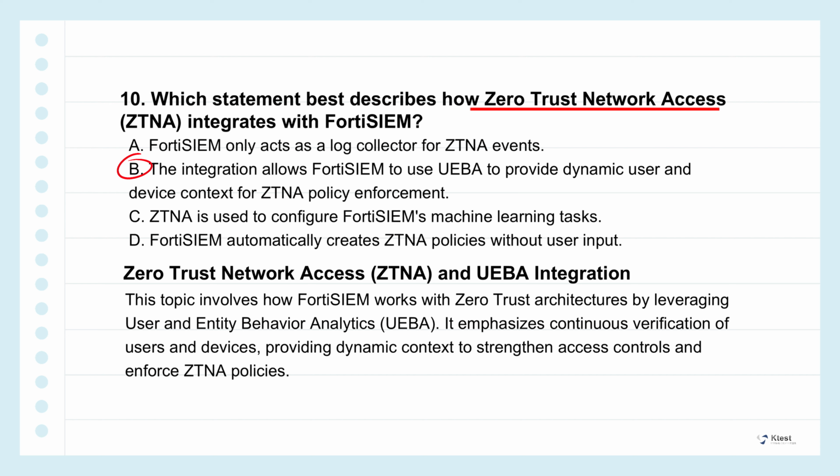So if the SIEM's UEBA sees weird activity, maybe that user accessing strange databases, it bumps up their risk score. And ZTNA uses that score. Instantly. The ZTNA system uses that dynamic risk context from the SIEM to enforce policy. So instead of a simple rule like user X can access server Y, the rule becomes something like user X can access server Y unless their real-time risk score from the SIEM goes above 70, then block them immediately. That's the core implication. Dynamic, context-aware policy enforcement. It's absolutely vital today, especially in flexible environments like infrastructure as a service, where users and systems are constantly changing. Static boundaries don't work anymore. You need that continuous behavioral verification.